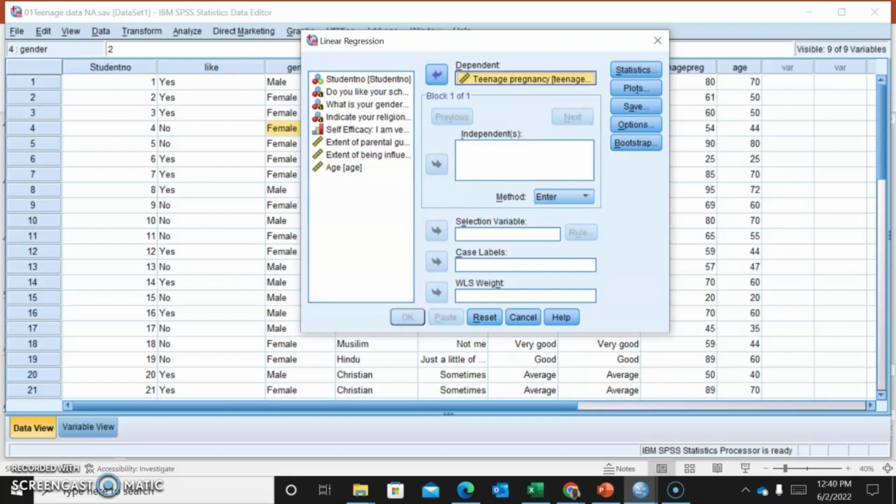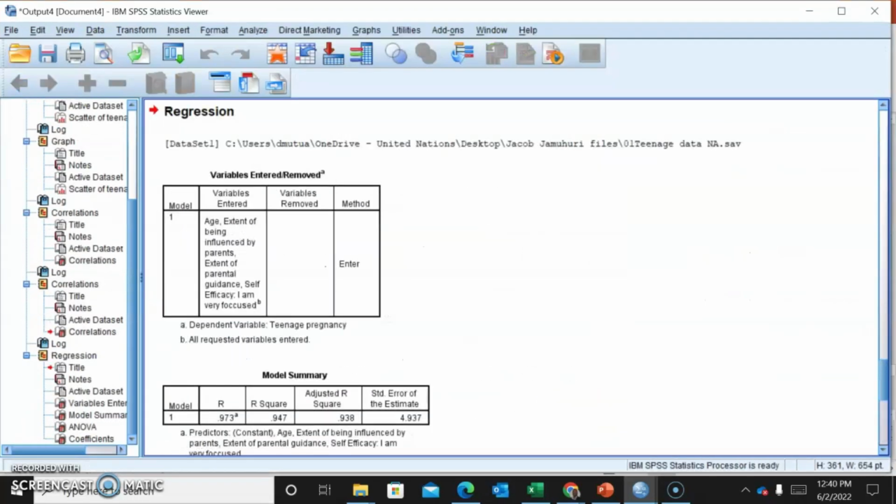Then we take the other variables. We want to take self-efficacy as an independent variable. We want to take extent of influence by parents. I want to take peer pressure, and we also want to take age into that. So we have developed a model that has a dependent variable and the independent variables. And now let us run it and see the results.